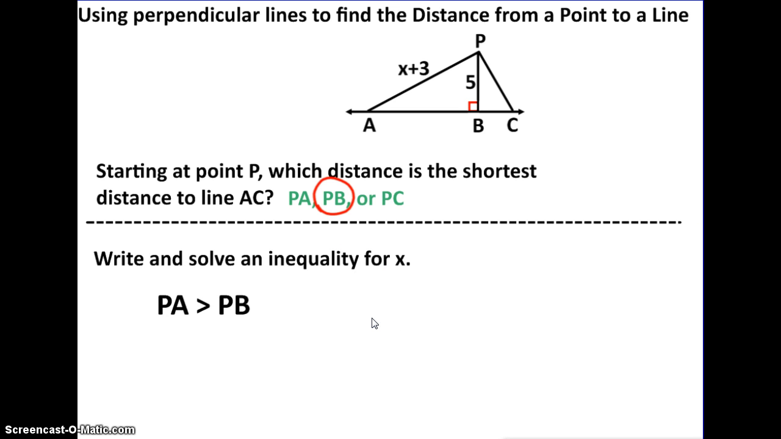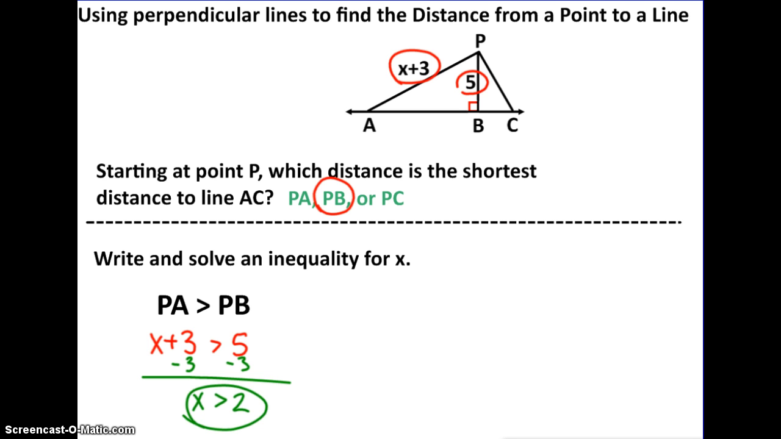Now we need to write and solve an inequality for x. We know that PA has to be greater than PB because PB is the shortest length. So we'll say x plus 3 is greater than 5. And all we did was substitute PA with x plus 3 and PB with 5. Now we can move the 3 around, subtract 3 from both sides. That's the subtraction property of inequality. And so we have that x is greater than 2. And that is your inequality for this problem.